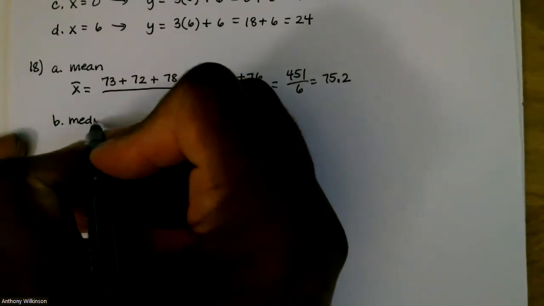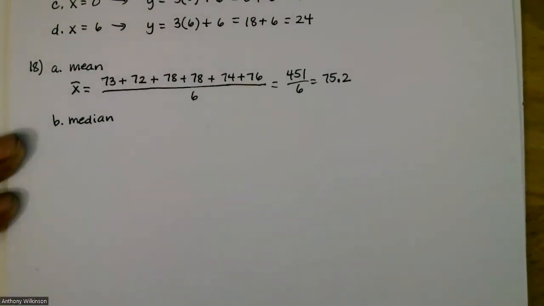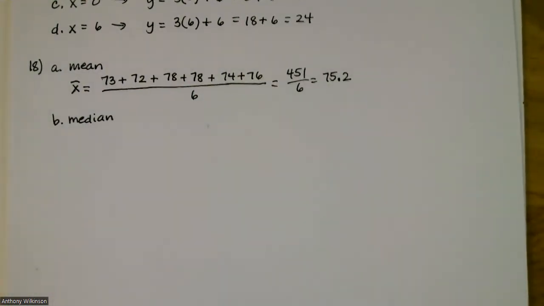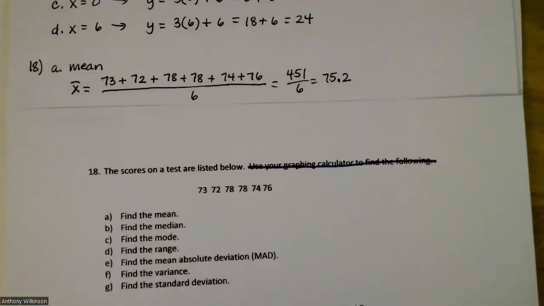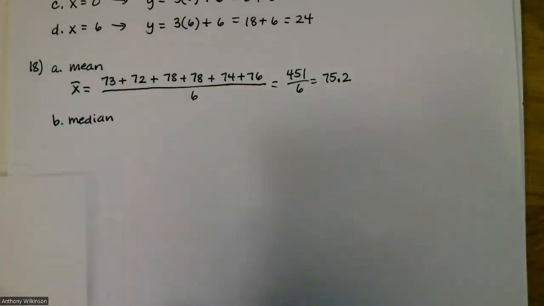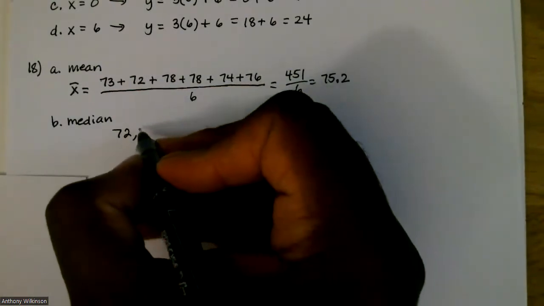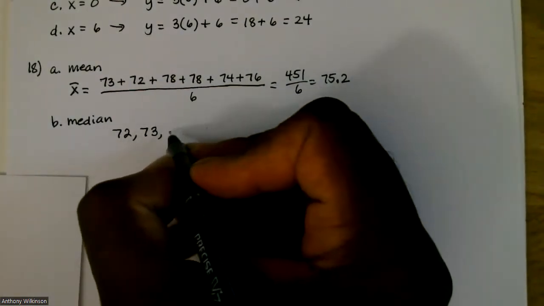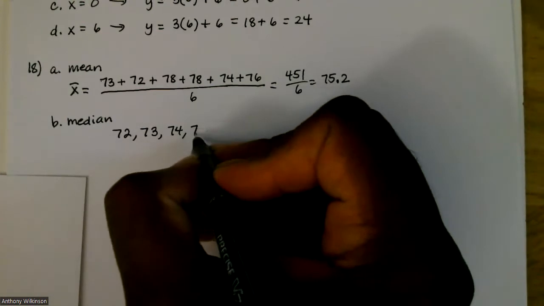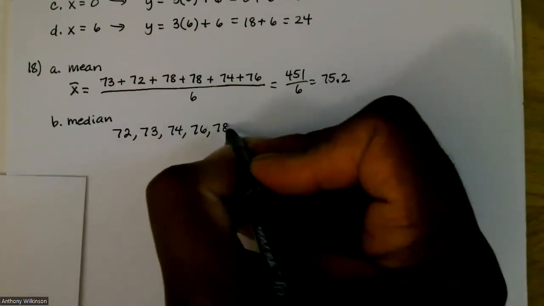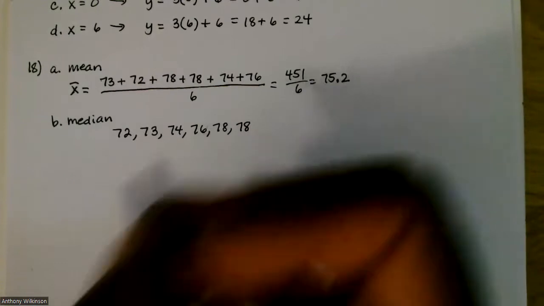And now for the median. Now the median is the middle number when your data set is arranged in numerical order from least to greatest. So that means we need to place this data set in numerical order. So the first number, the smallest, is 72. And then I'll go ahead and write that out. That's 72. And then 73 will be next. 74. And then 76. And then 78 and 78 again.